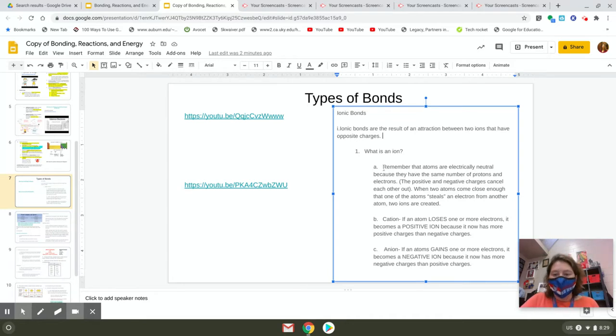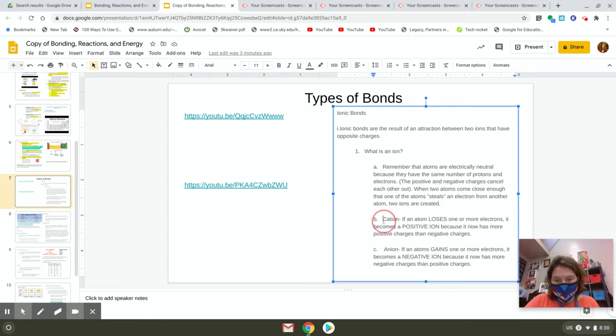Letter A. Remember that atoms are electrically neutral in the perfect world, right? Because they have the same number of protons and electrons. The positive and negative charges cancel each other out. When two atoms come close enough that one of the atoms steals an electron from another atom, 2 ions are created. Okay, so look at letter B.